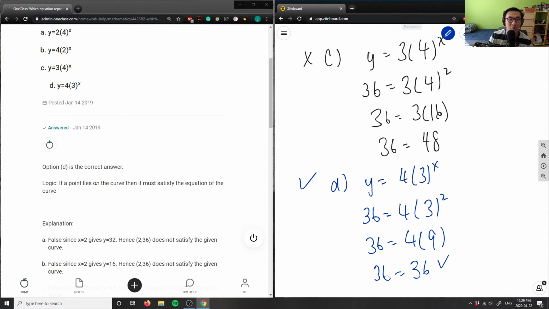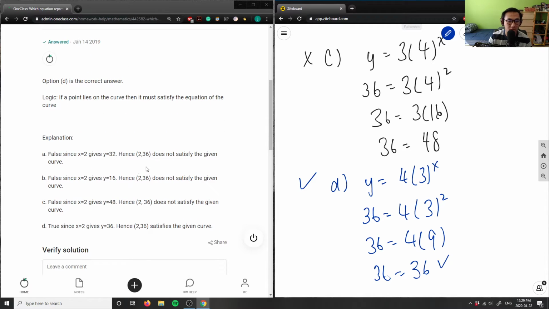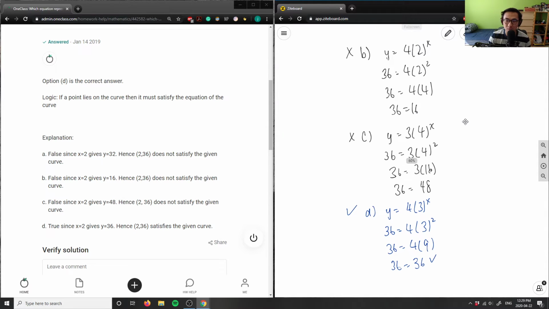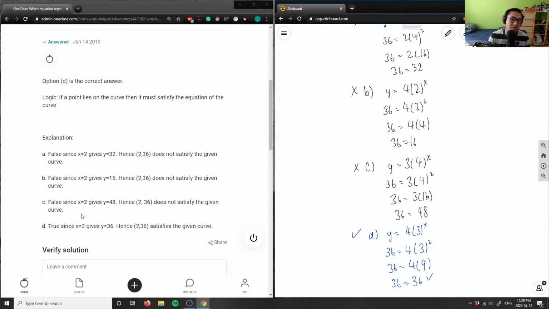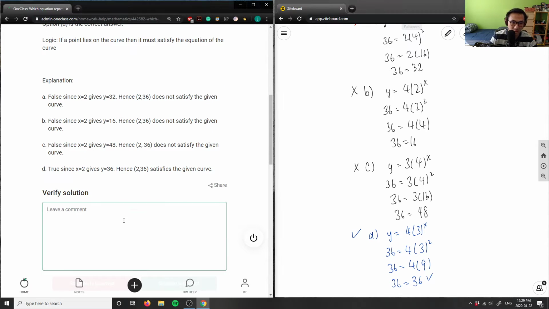If the point lies on the curve, it must satisfy the equation of the curve. So A is false, hence (2, 36) does not satisfy it. Okay. Basically, they just plugged into these equations to solve for it, and they said that D is true because x equals 2 gives y equals 36. So solution is correct.